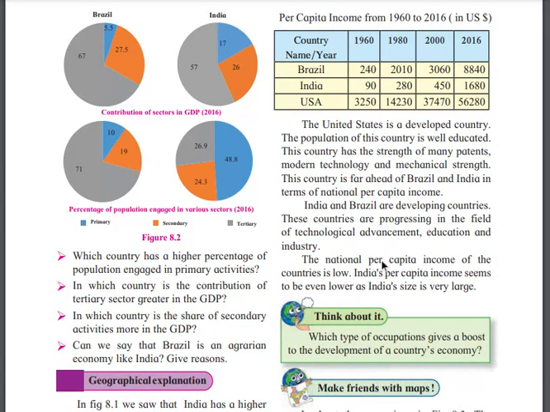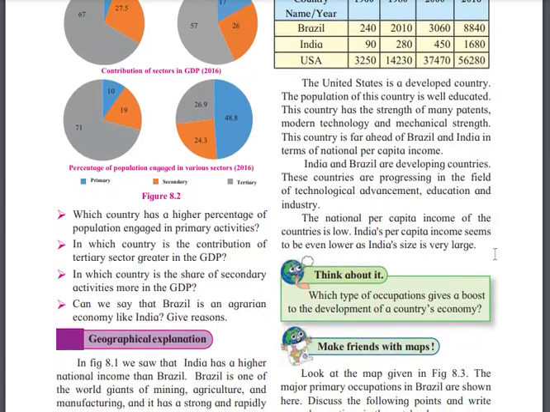India and Brazil are developing countries. Our country and Brazil are both developing. These countries are progressing in the fields of technological advancement, education and industry, and we are progressing fast in education, technological advancement, and factories. The national per capita income of these countries is low. In India, the per capita income seems lower because India's size is very large. According to the size of India, the per capita income is very low. Okay?